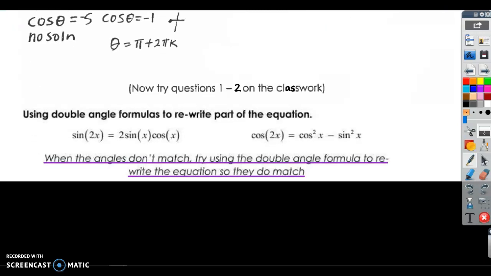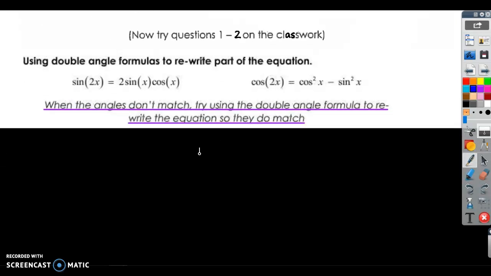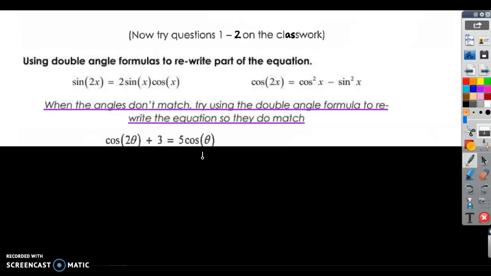So now sometimes you'll get angles that don't match. So here we've got an angle that's 2x, and here we've got an angle that's x. Okay, so when they don't match, try using the double angle formula to rewrite the equation so that they do match. These formulas are normally on the formula sheet.